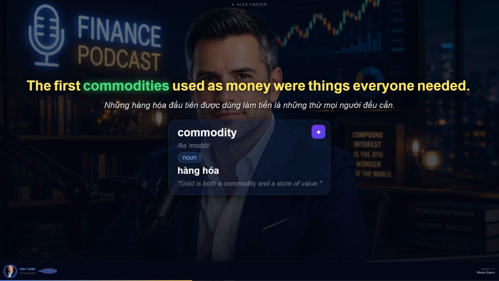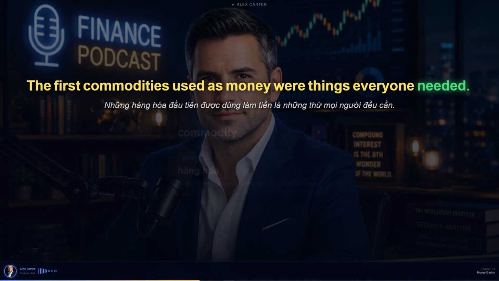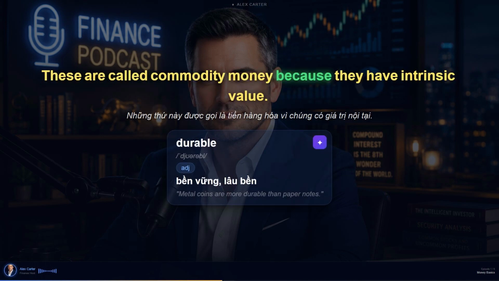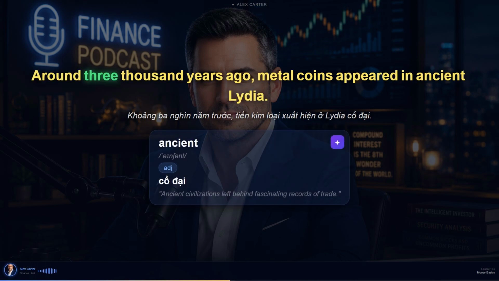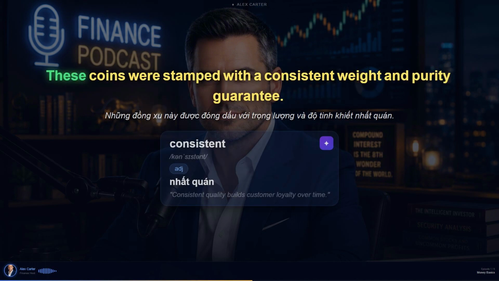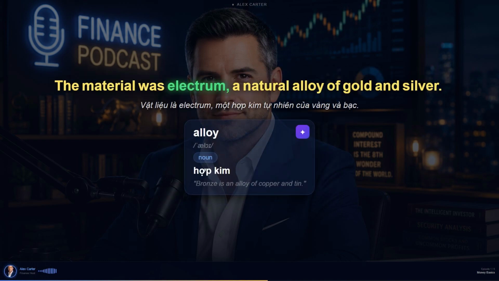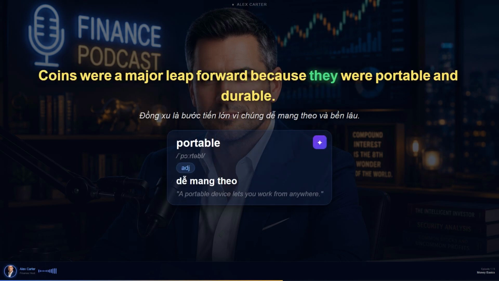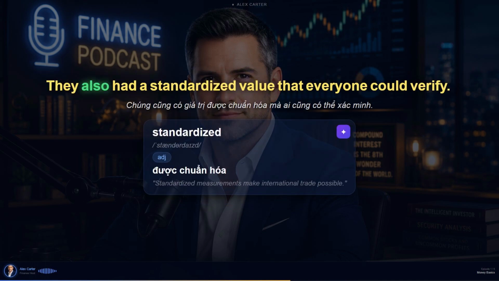The first commodities used as money were things everyone needed. Salt, cattle, grain, and shells all served as early forms of money. These are called commodity money because they have intrinsic value. Around 3,000 years ago, metal coins appeared in ancient Lydia. Lydia is in what we now call Western Turkey. These coins were stamped with a consistent weight and purity guarantee. The material was electrum, a natural alloy of gold and silver. Coins were a major leap forward because they were portable and durable. They also had a standardized value that everyone could verify.